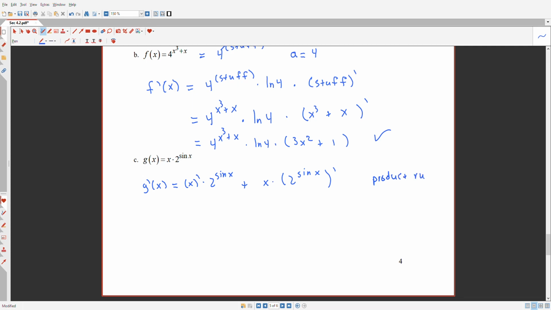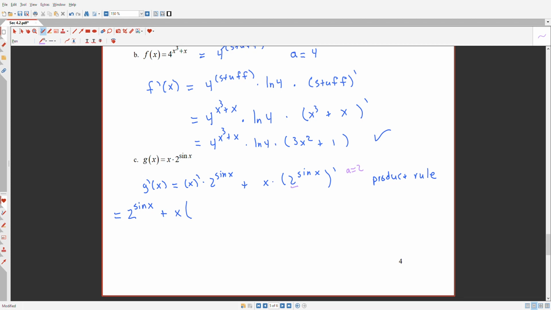And really, only for one part of this product rule are we going to be using our new exponential differentiation rule. The derivative of x we know how to do, that's just 1. So that first piece just becomes 1 times 2 to the sine of x. And that second piece will have plus x times, and this is where we're going to use our new rule. A is the number 2 in this example. It's not e, it's 2.